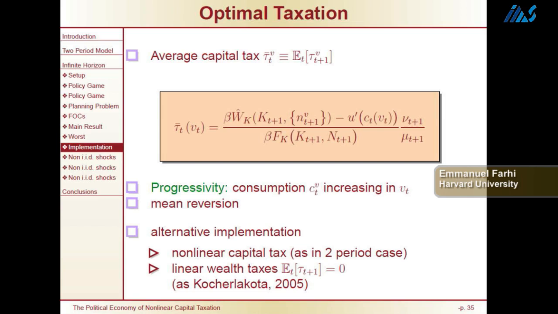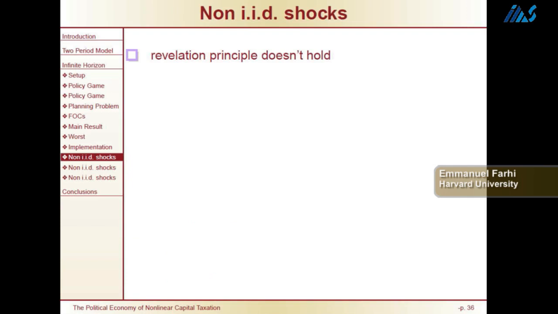Okay. We have an alternative implementation that tries to separate these two concerns also. So you have a part that looks a bit like Koshalakota, but that averages to zero. And then we have a nonlinear capital tax that takes care of our concerns. Okay, but let me not present it here because I don't have much time. So let me move to the case where in principle, the revelation principle doesn't hold because shocks are not IID.